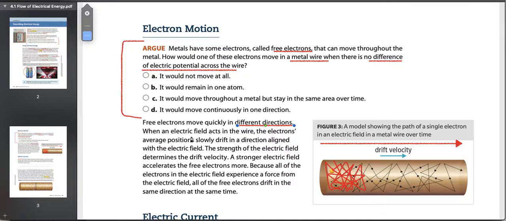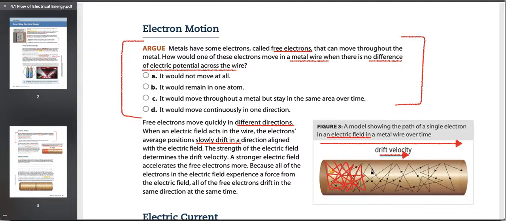When an electric field acts in the wire, the electron's average positions slowly drift in a direction aligned with the electric field. So here we have the drift velocity. Looking at the picture here, the drift velocity is from the left to the right. That's because there is an electric field in this example. Up here, there's no electric field. Well, that didn't work very well. I was going to try to write no field.